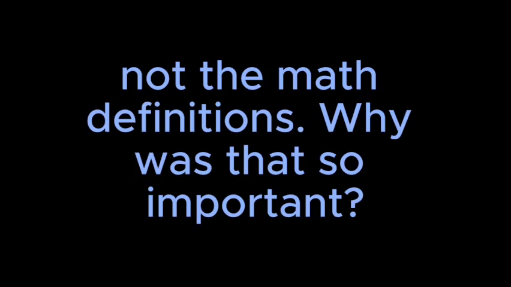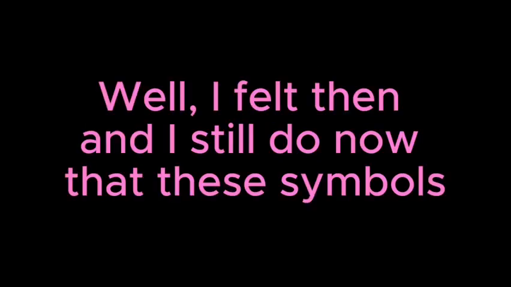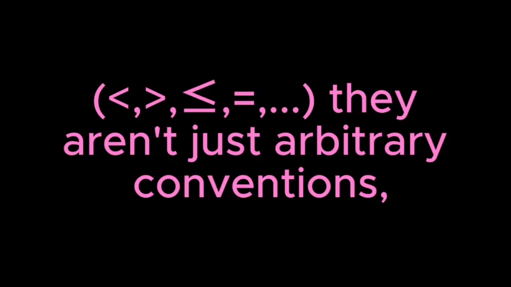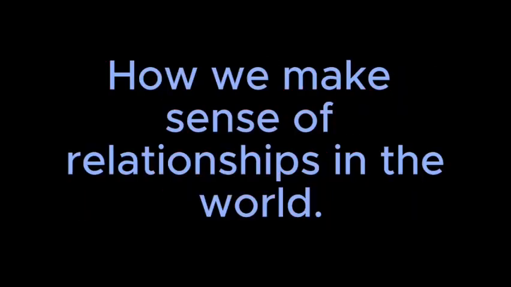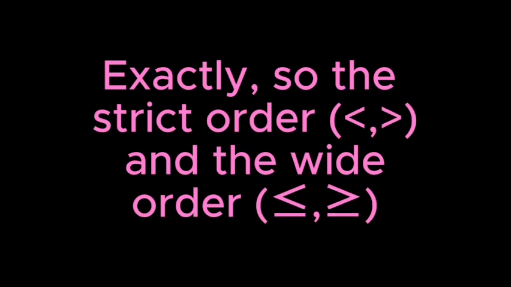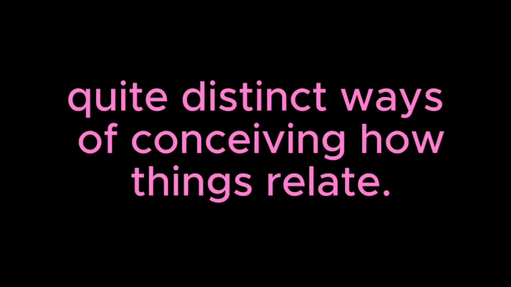Let's dive in. Okay, so when we first talked about this, you insisted we start with the philosophy, not the math definitions. Why was that so important? Well, I felt then, and I still do now, that these symbols aren't just arbitrary conventions. They feel like they tap into something really basic about perception. How we make sense of relationships in the world. Exactly. So the strict order and the wide order, they really represent two quite distinct ways of conceiving how things relate.